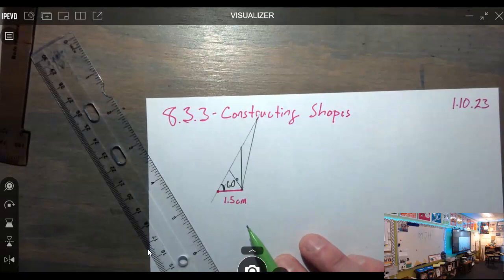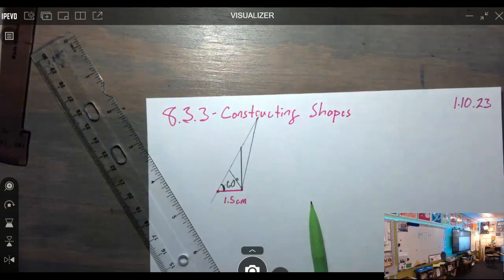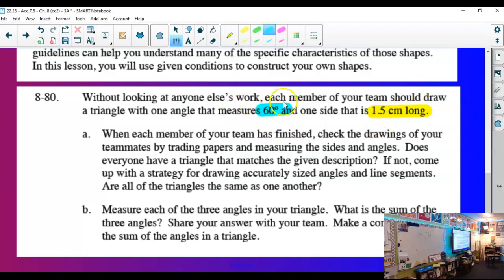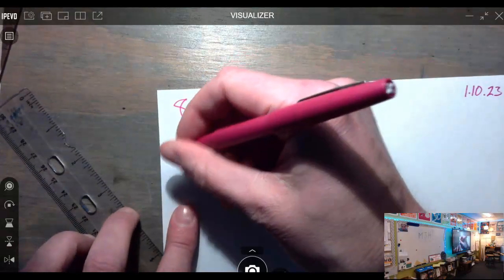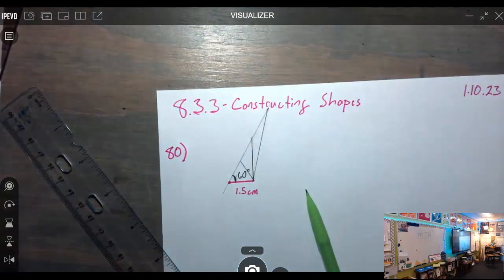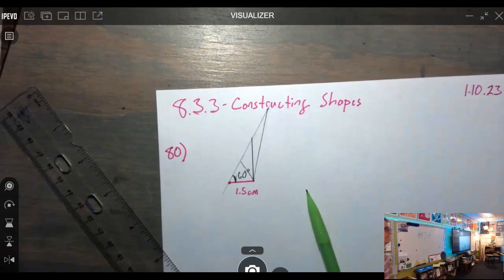It says one side has to be 5 centimeters long too. Is that in part A? I think you're going too far. This was just 80. So if you want to, on your paper off to the side here, you might want to number this was 80. So now go ahead and look at the next one on your paper, which is 81. So look at the directions of 81.